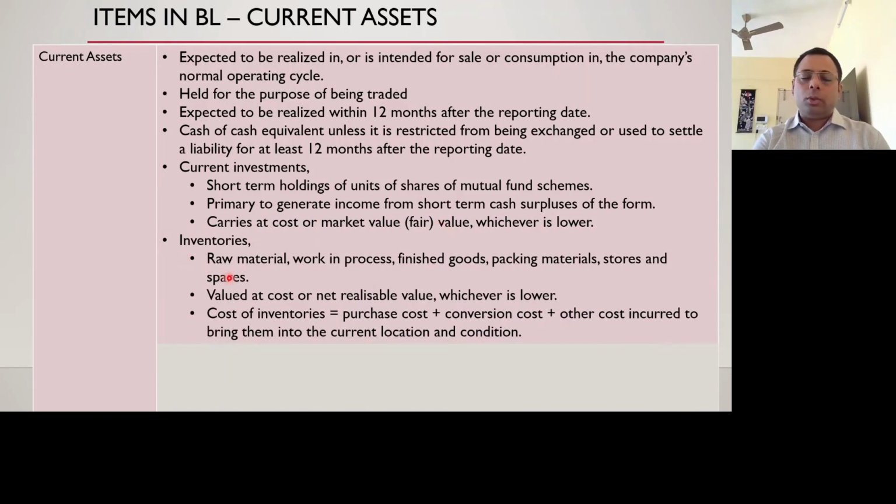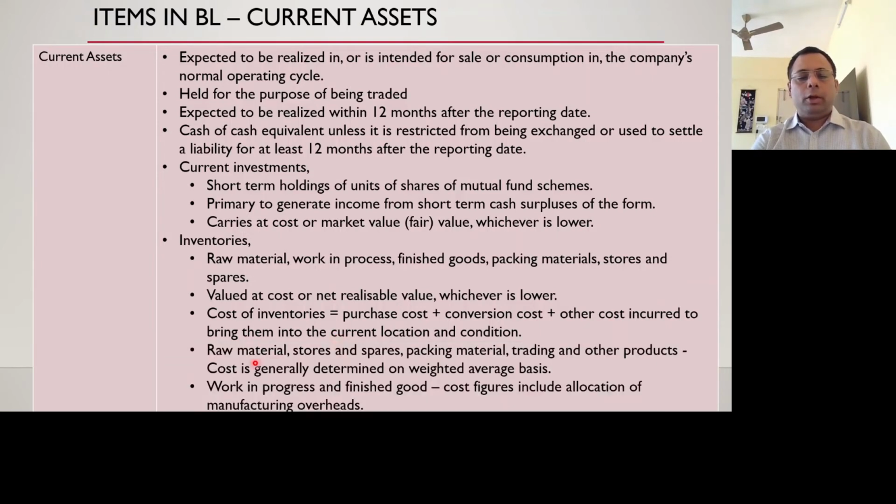And then inventories also are current assets. So raw materials, work in progress, finished goods which have not left your premises yet, and you still own them. Packing materials, stores, and everything are also considered inventories and current assets. Now, how do we value the inventories? The cost of the inventories is equal to purchase cost plus conversion cost or other costs incurred to bring them into the current location and condition. Okay, so that is how the inventories are calculated.